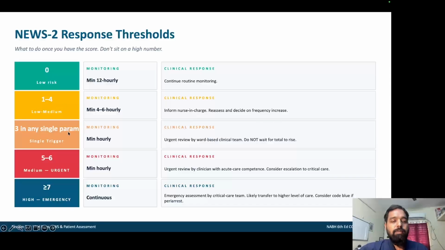A 3 in any single parameter is a single most important trigger. It is commonly ignored as well. These patients need minimum hourly monitoring and urgent review by the ward-based clinical team. Do not wait for the total to rise.